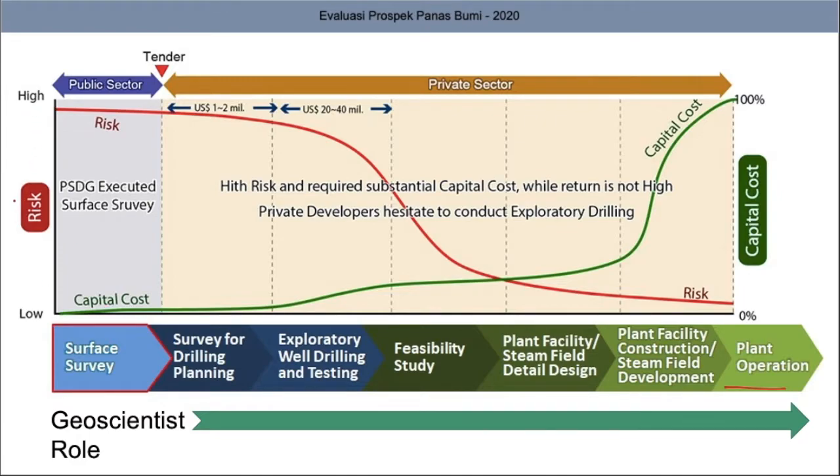This diagram is an S-curve representing the cost and the risks that will occur in the geothermal development. Usually, the capital cost will increase almost at the end of the projects, and the risk will follow from high to low until the end of the course.